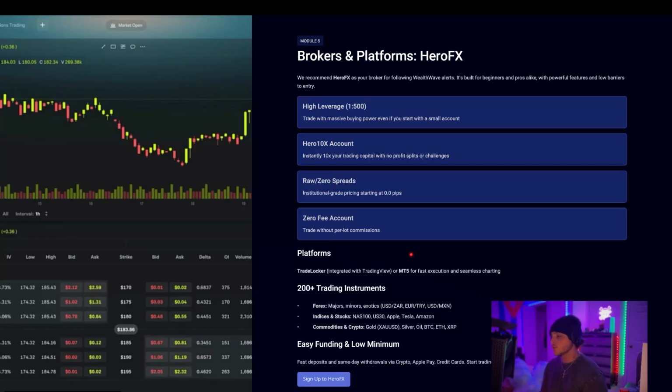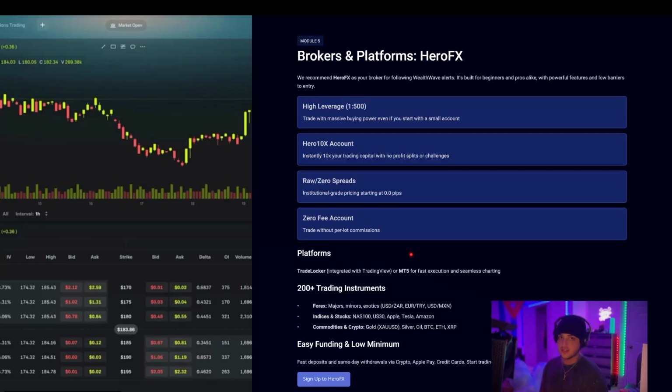Never had any problems with withdrawals, right? So the reason why we use HeroFX is also because of high leverage, okay? Remember, this is a double-edged sword, guys, but high leverage, 1 to 500, right? So you're trading with massive buying power, even if you start with a small amount. Hero 10x account: instantly 10x your trading capital with no profit splits or challenges, right?